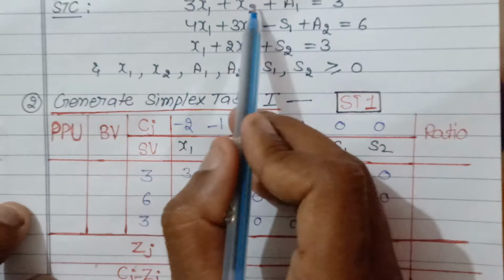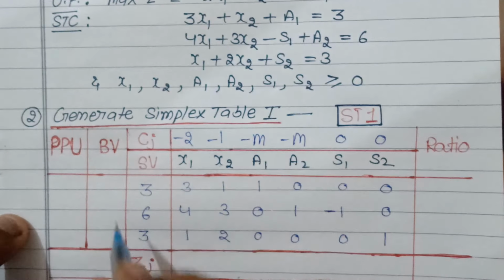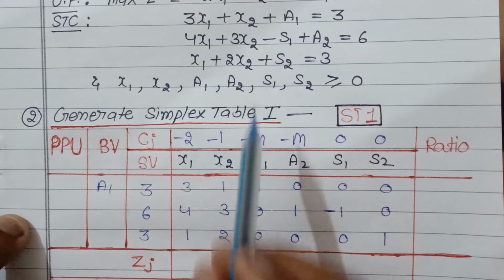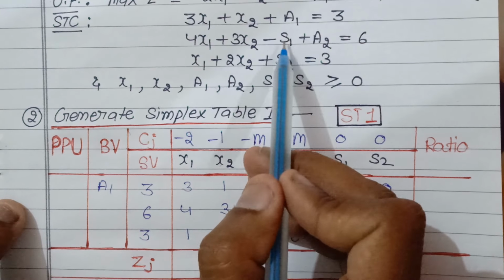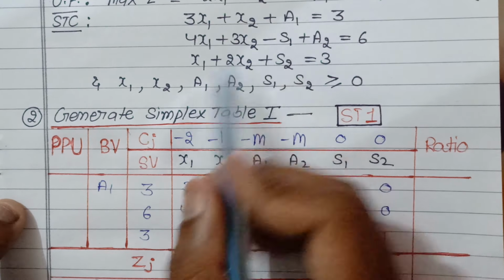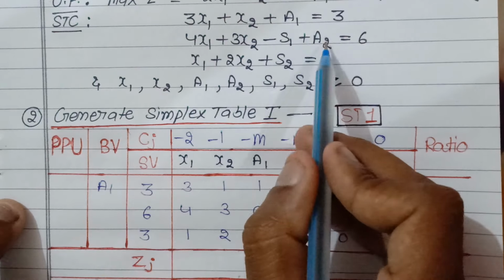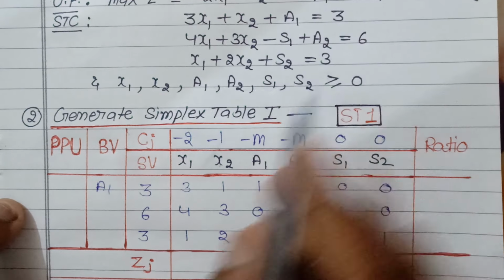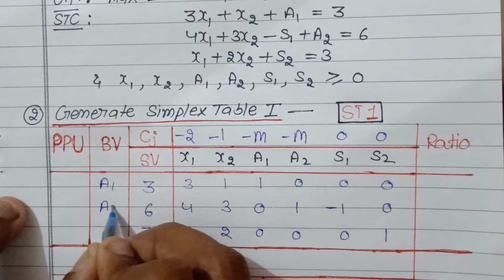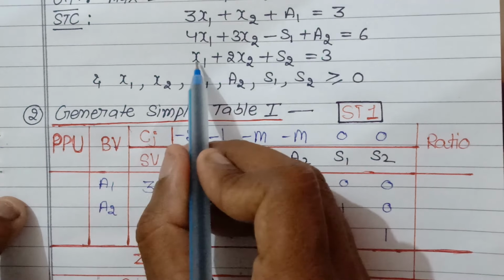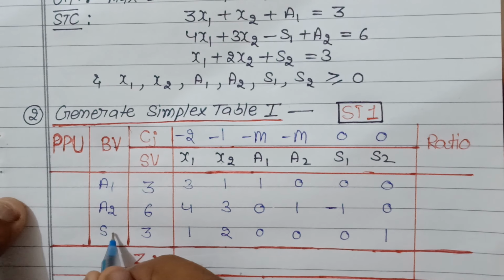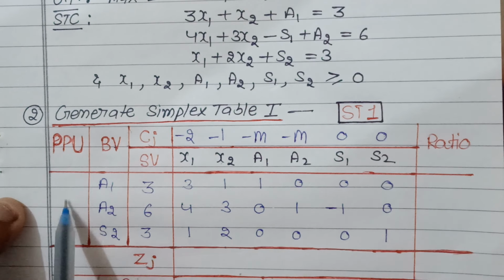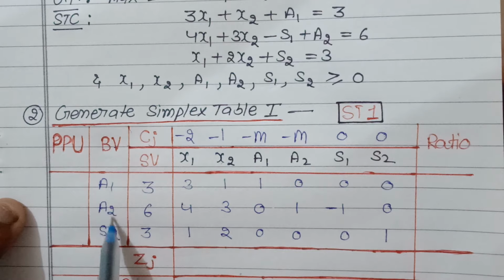Okay, now we have to write the basic variables. For equation 1, the basic variable is a1. In equation 2 you will see that s1 has a negative coefficient, so it cannot be considered as a basic variable. That's why we have added a2 here, so we take a2 as the basic variable. In equation 3 there is s2 and we can make it a basic variable. Now we have to write the values of Cj for these different variables.